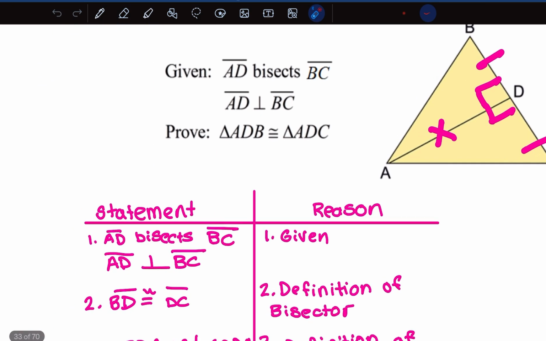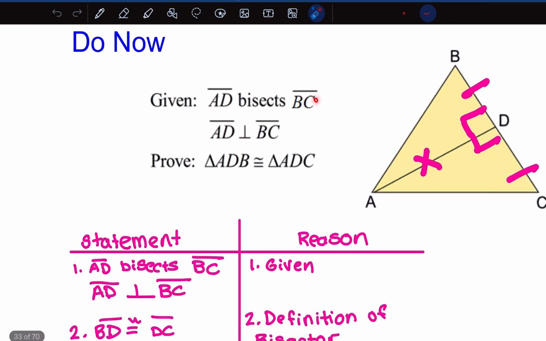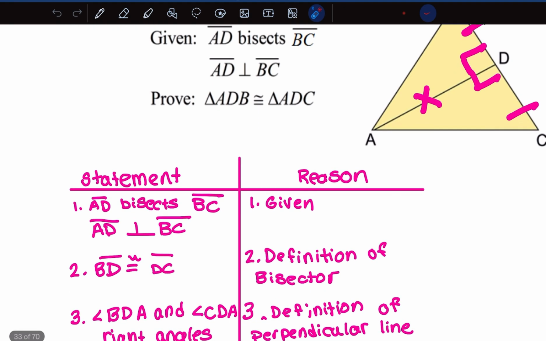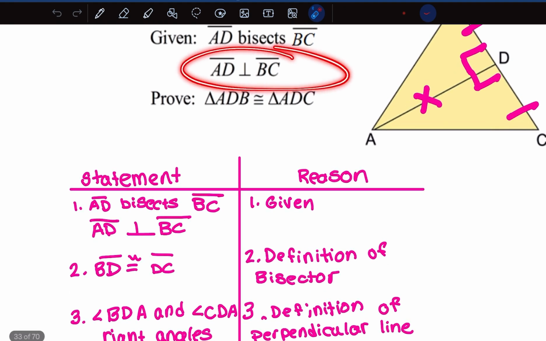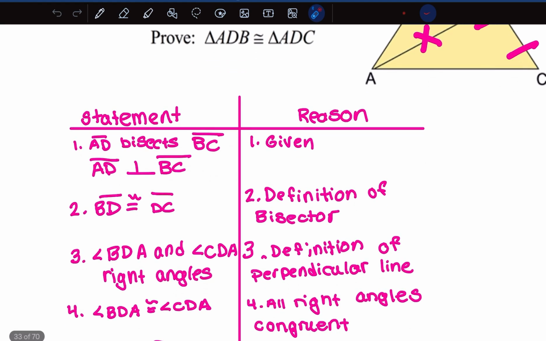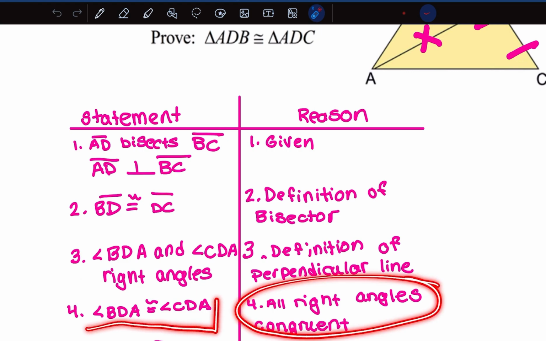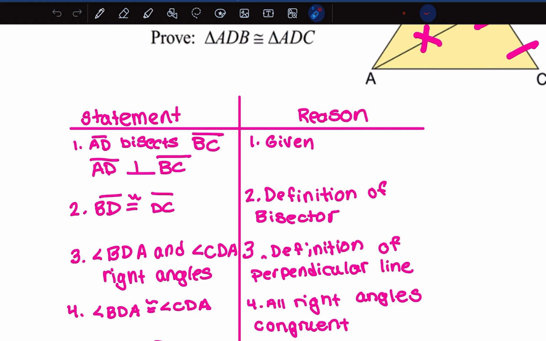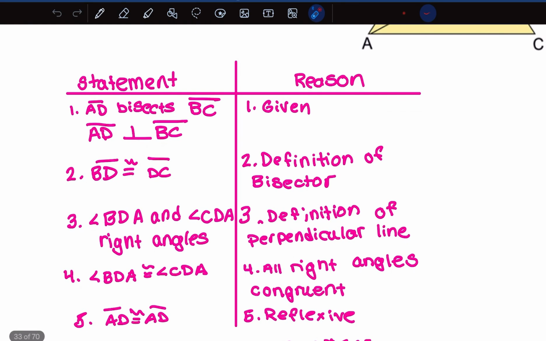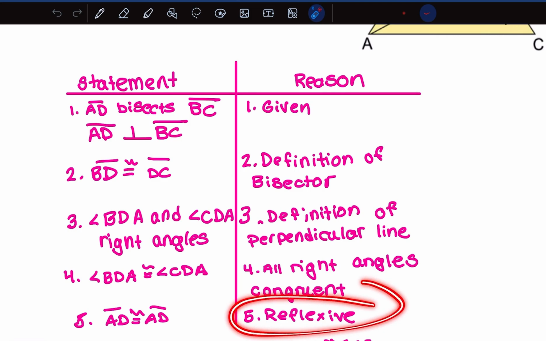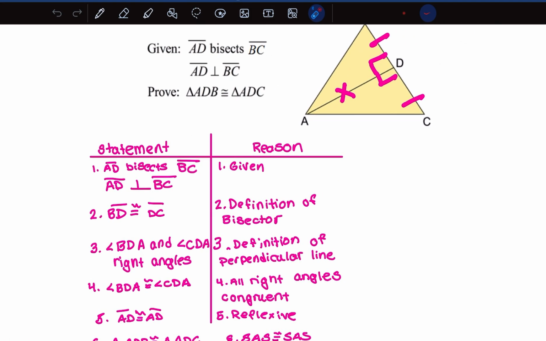Start with your given information as always, and then we start with our first given. Because AD bisects, we can say that BD is congruent to DC by the definition of a bisector. Because of our second given, we have perpendicular lines, therefore we have right angles, and we know that all right angles are congruent, so we can state that the two angles are congruent. We need one last side, so we state that AD is congruent to AD by reflexive, and then I am left with side, angle, side, and I can say that the triangles are congruent.